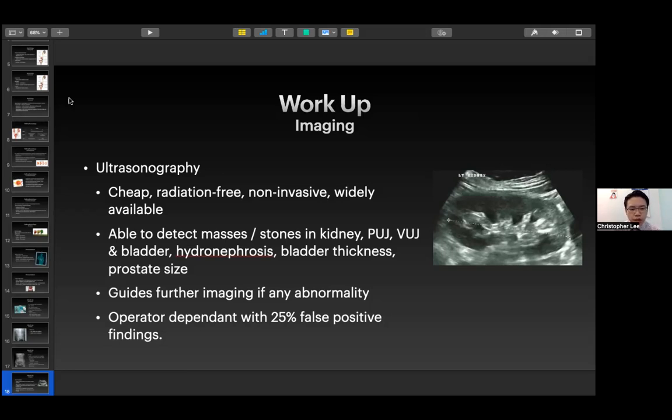Ultrasound serves to guide, it can either make a diagnosis or it guides further imaging if there's any abnormality found. For example, if you see a stone, you would order a CTU. If you see a mass, you order some other scan. The downside of the ultrasound is, of course, it's operator dependent with roughly 25% false positive findings.